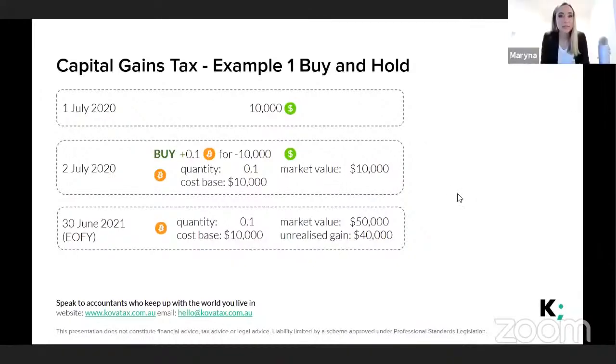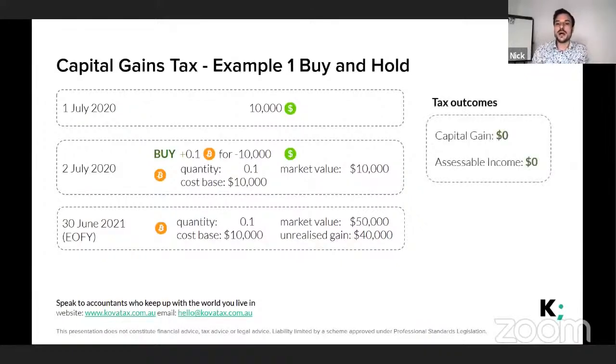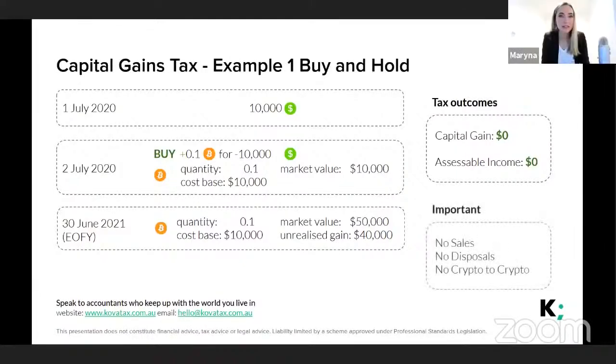So he's a hodler. That's right, he's got the hodl strategy, okay? He's held that for this entire period of time. So let's see what his tax outcomes are going to be. Tax outcomes are essentially no outcomes, all right? There is no capital gain in this example. He just held, and he never disposed, all right? So there's no capital gain. There's no assessable income that he will have to declare. That's exciting. That's ultimately the best outcome for tax.